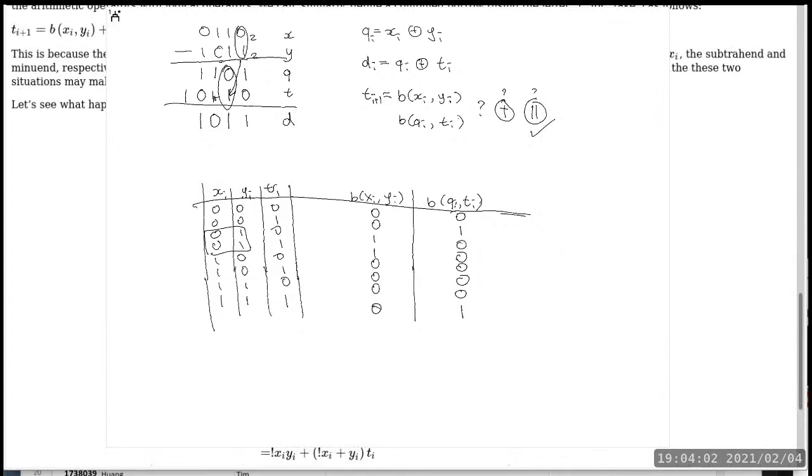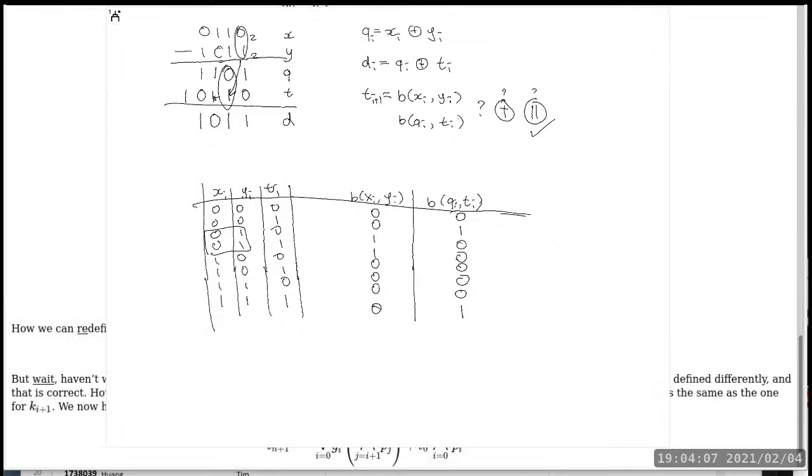But the bottom line is t of i plus 1 can be expressed in this form. But by redefining, and you can see how it is underlined because it is not exactly the same definition as for addition, if we redefine G to be the negation of xi and yi, and redefine p of i to be the negation of xi or yi, we end up with something that looks almost exactly the same as what we have seen with addition.